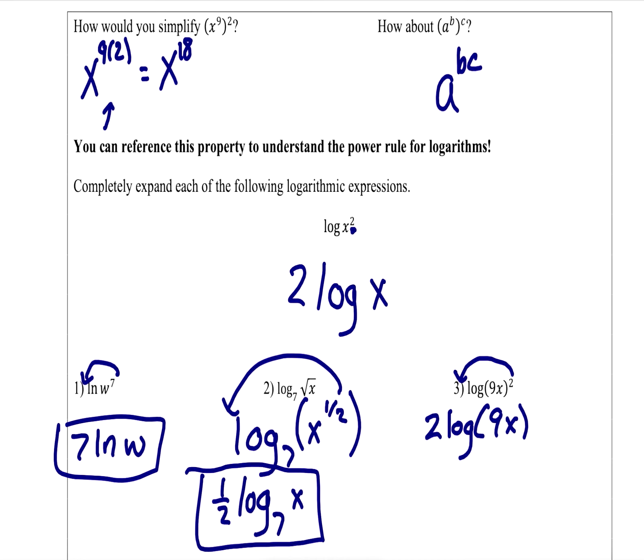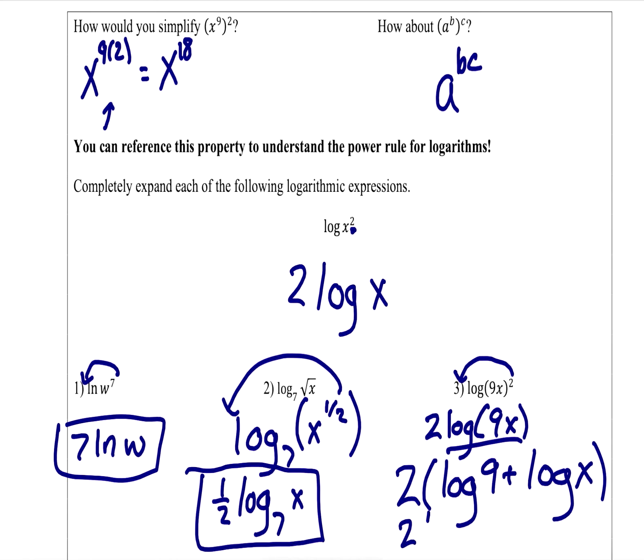What can we do when we have a log where our argument is 2 values being multiplied together? Well, we can split this up into 2 logs that are being added together. So that would be 2 times log of 9 plus log of x. And then just take it one more step, distribute that 2 back in there so it's completely expanded. So that would be 2 log 9 plus 2 log x for your final answer.